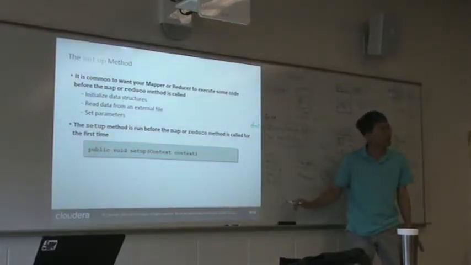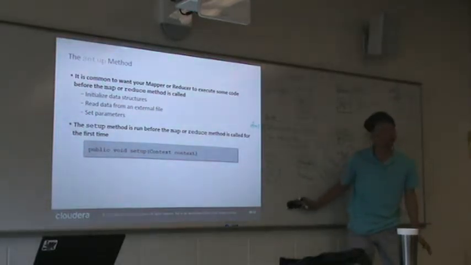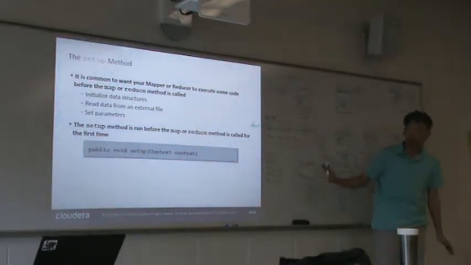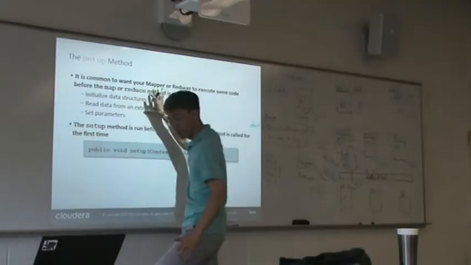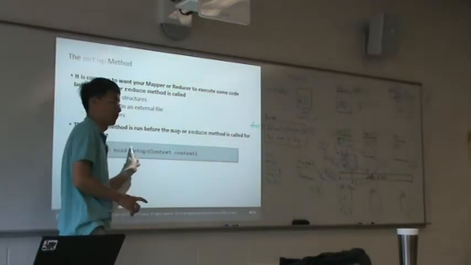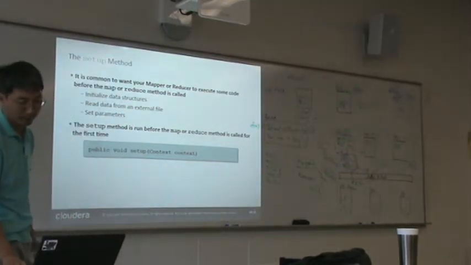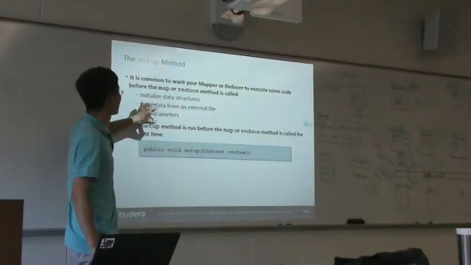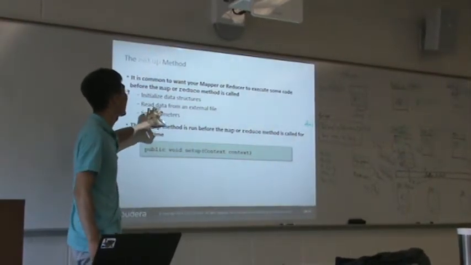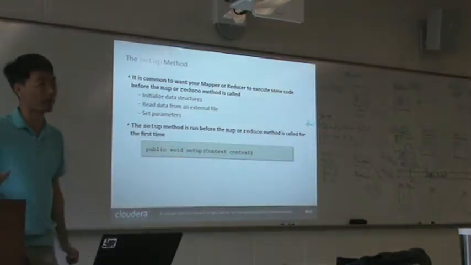But -D, it's the default setting, right? So don't be confused with it. This -D is for the Hadoop command. Or if you want to specify your option in your program, at that time you can use the set on the context object. So you can initialize a data structure, read data from an external file, or set a parameter value. It can be used in various ways.